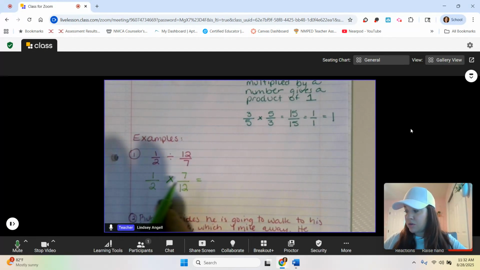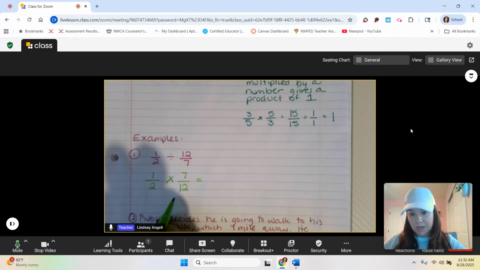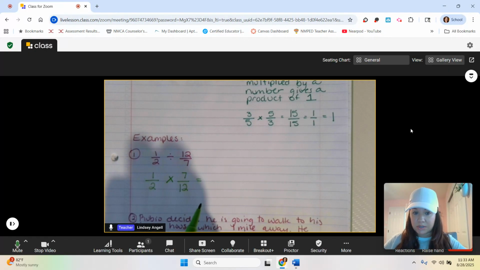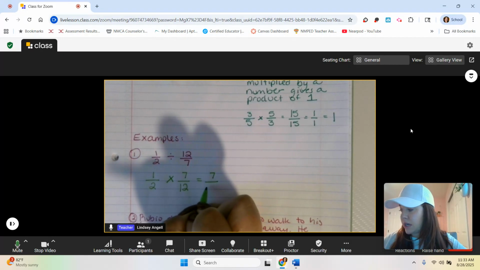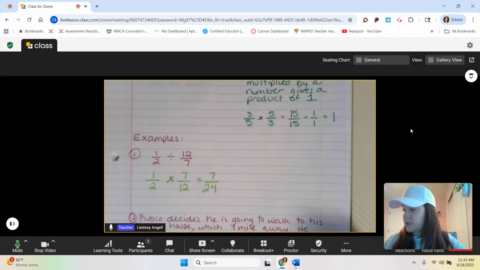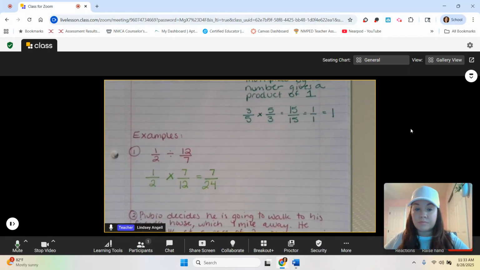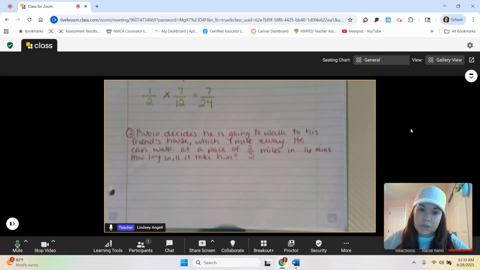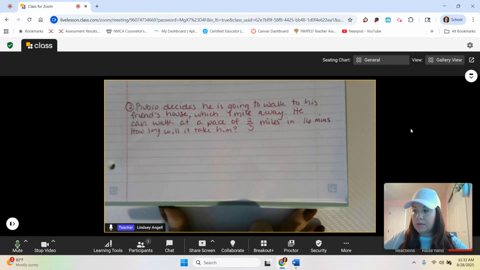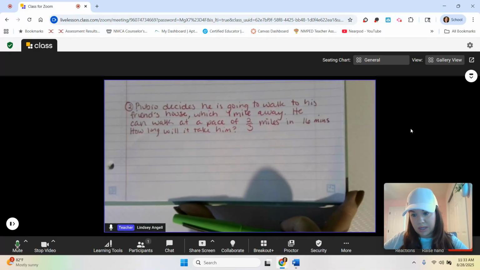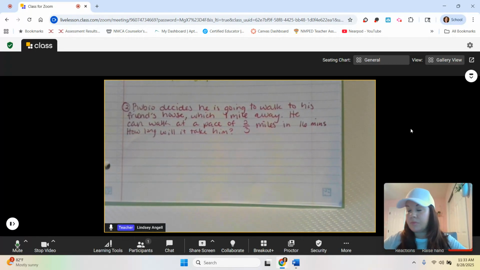None of my numerators have anything in common with my denominators, so I can't reduce right now, which also is a huge hint. If I can't reduce right now, I'm not going to be able to reduce later either. So 1 times 7 is 7, 2 times 12 is 24, giving me a final answer of 7/24. We actually use that multiplicative inverse a lot more than we think we do. We just don't refer to it like that very often.